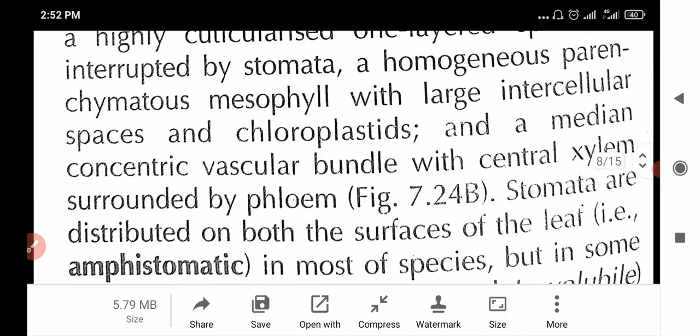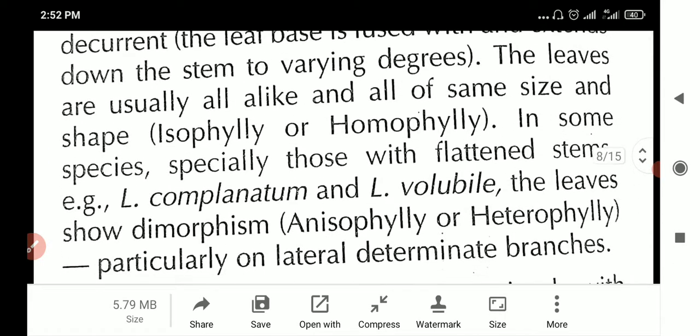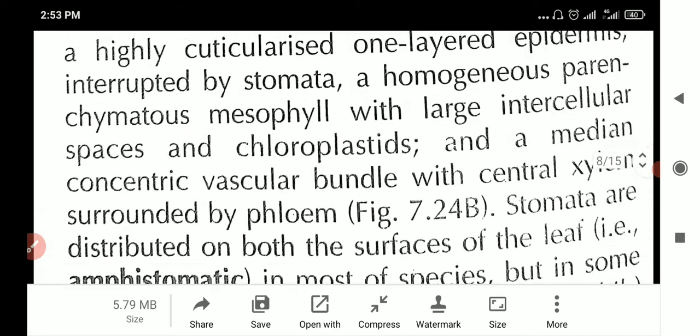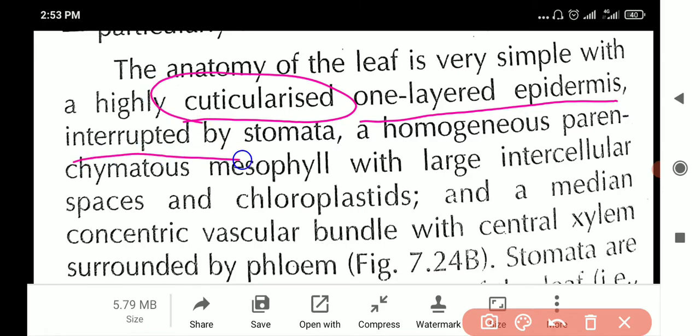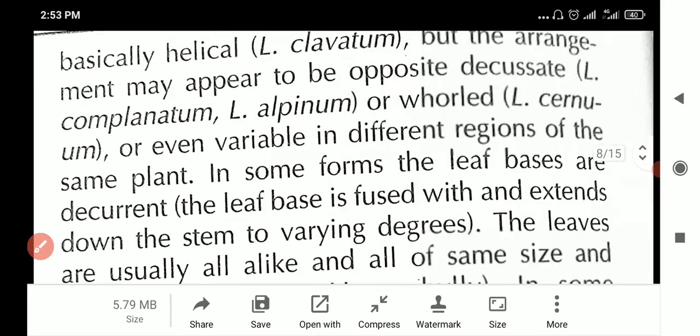So we know about the external looks of the leaf. Now let's look at the internal looks of the leaf, that is the anatomy. The anatomy is so easy. We had a one layered epidermis which was covered by cuticle, cuticularized. Now they are interrupted by stomata because obviously they are leaves. So let's look again.